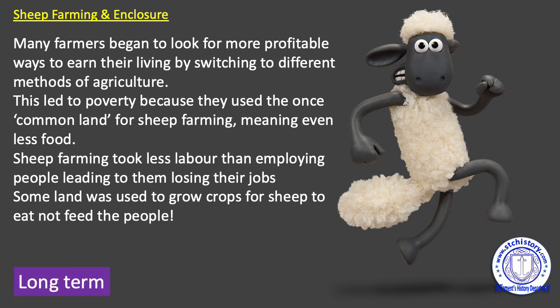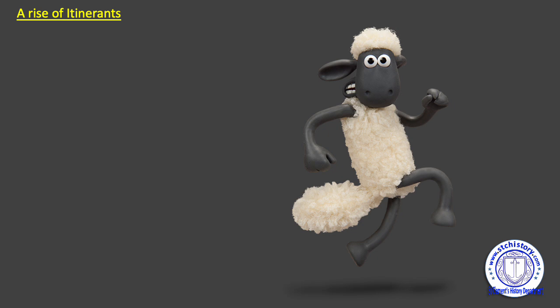All right, so sheep farming and enclosures is probably a long-term thing, isn't it? It didn't all happen overnight, just some landowners decided, and as time went on, when they were seeing the problems of the harvest and things like that, it was just easier, wasn't it, to have sheep on a field rather than deal with the bad harvest and the crops and things like that. So long-term cause of poverty.